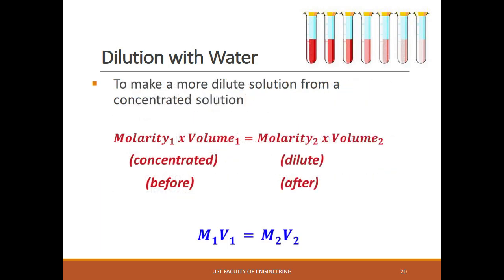To make a more dilute solution from a concentrated solution, we can use the following formula. M1V1 is equal to M2V2, where M represents the concentration in terms of the molarity of the solution, and V represents the volume. Note that the left-hand side represents the concentration before the dilution happened, and the right-hand side is for the diluted solution, or after the dilution happened.